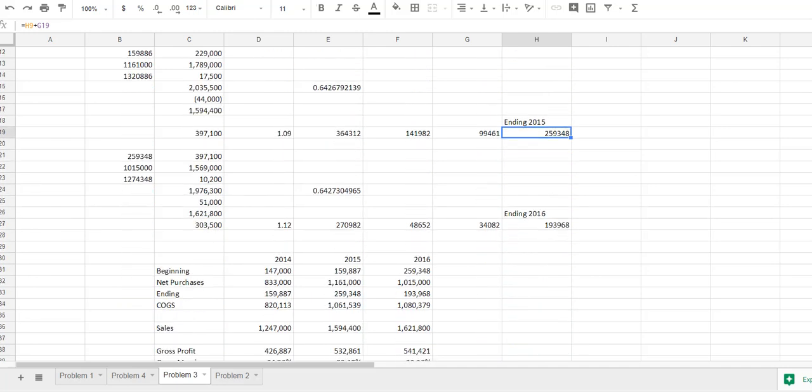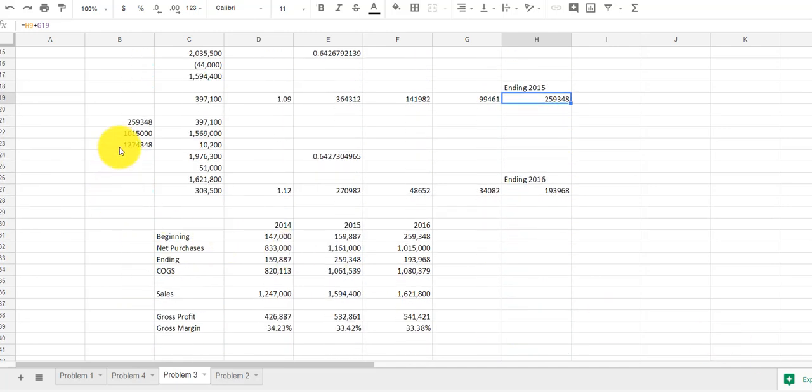Okay, last year, we're going to do the same thing. Divide 101 by the total of these two, get our percentage. Subtract our markdowns, add our markups, subtract our markdowns, subtract our sales, get our ending inventory at retail, divide by the inflation rate.